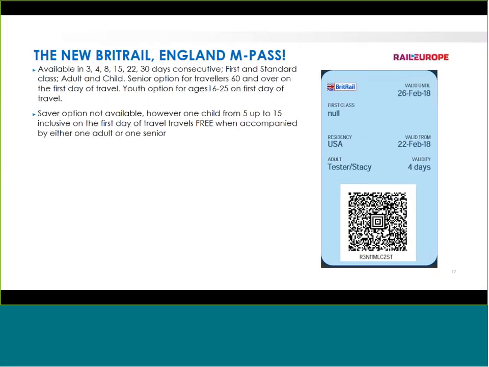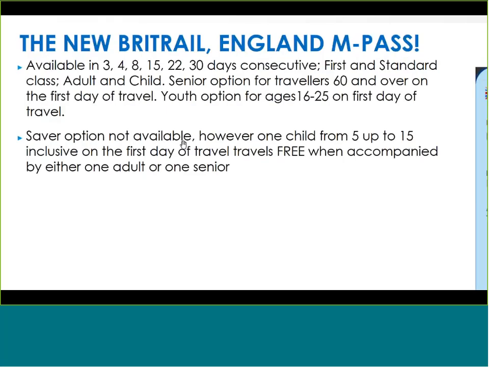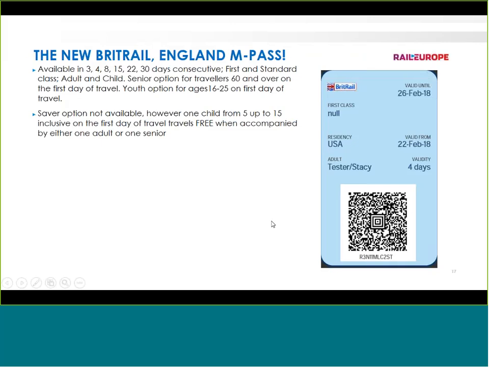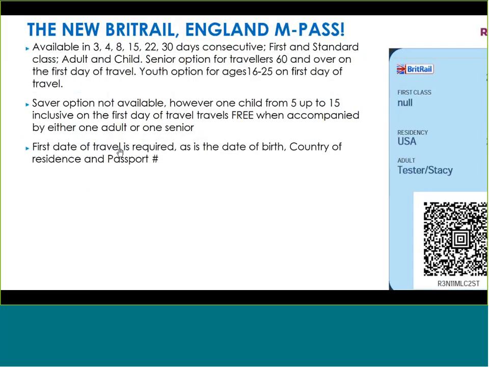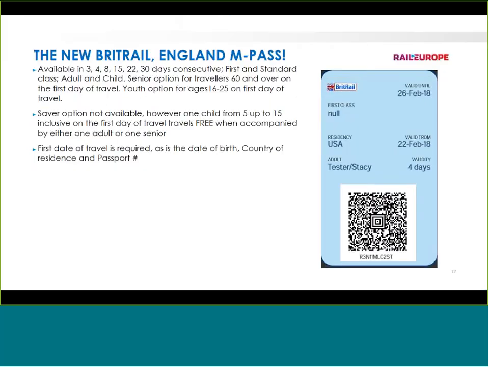Main thing to note is that saver options are not available for the Britrail England M passes, but they still do have the free child rule available, where one child from 5 up to 15 inclusive on the first day of travel can travel for free if they're accompanied by either one adult or one senior. But of course, something to note is that the first date of travel is required, as is the date of birth, the country of residence, and also the passport number. So just some extra information in order for us to actually process these passes.